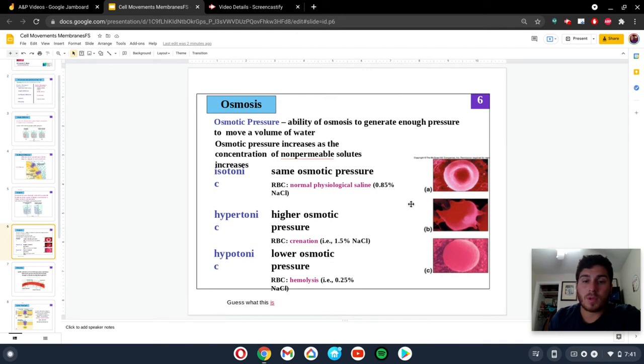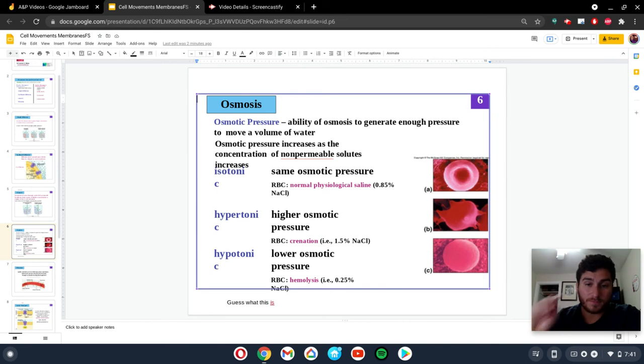Why? Because as you see here, a red blood cell is about 0.85% sodium chloride, right? But if you bump it up to 1.5%, now all that water is going to leave the cell.